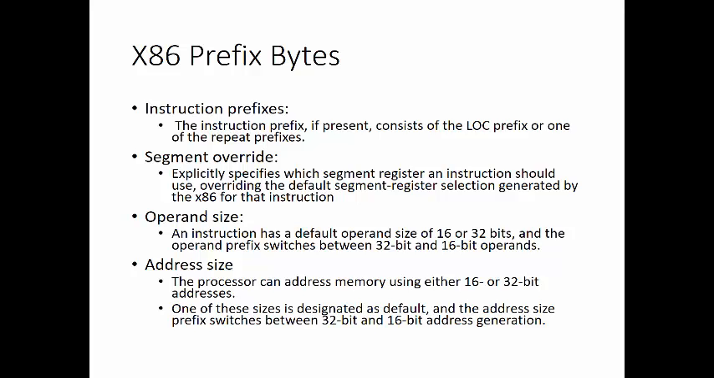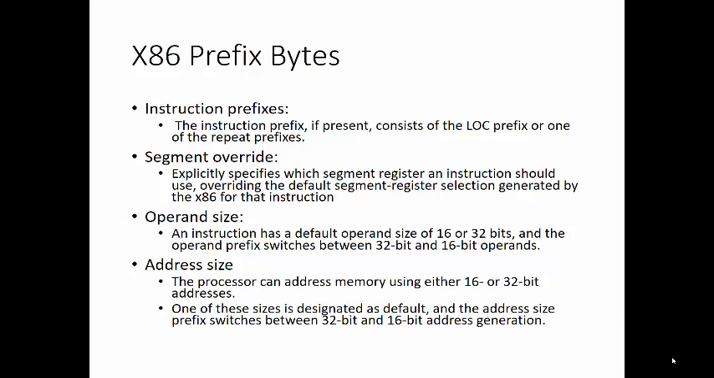Segment override. This explicitly specifies which segment register an instruction should use, overriding the default segment register selection generated by the x86 for that instruction. Operand size has the default operand size as 16 or 32 bits, and the operand prefix switches between 32-bit and 16-bit operands. The address size, the processor can address memory using either 16 or 32-bit addresses. One of these sizes is designated as default, and the address size prefix switches between 32 and 16-bit address generation.